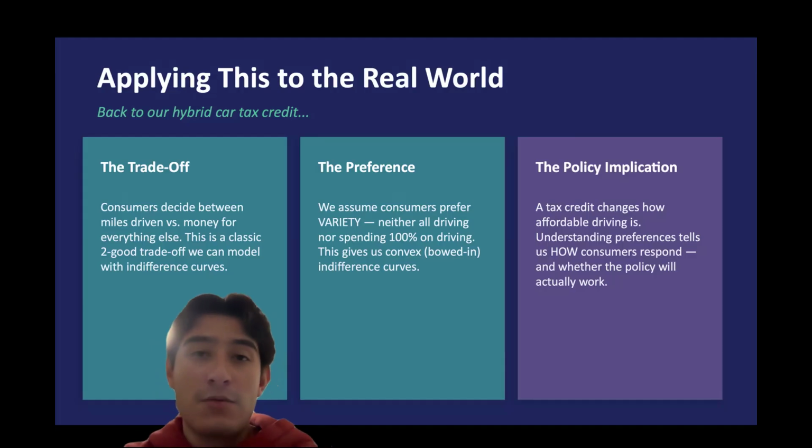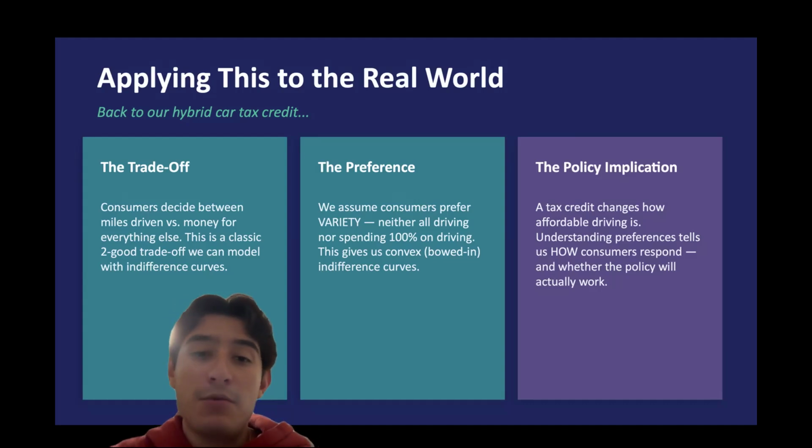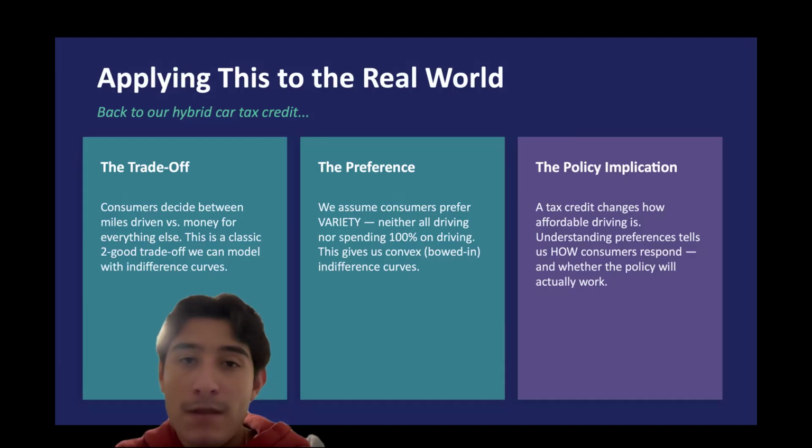So, now here's where it gets really interesting. A tax credit makes hybrid cars cheaper, which effectively means driving becomes more affordable. But does cheaper driving automatically mean people drive less and save fuel? I don't think so. In fact, consumers might respond by driving more because it's cheaper to drive per mile. This is actually a real phenomenon called the rebound effect. Understanding the shape of consumer preferences is what allows economists to predict whether the policy will actually achieve its goal or backfire.